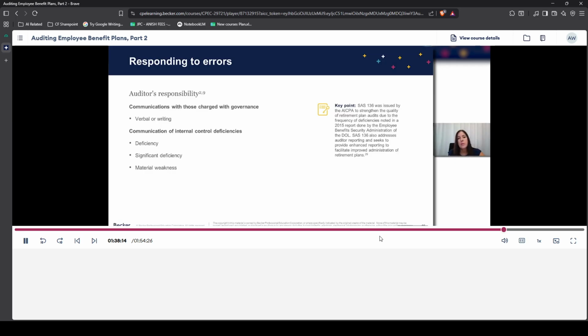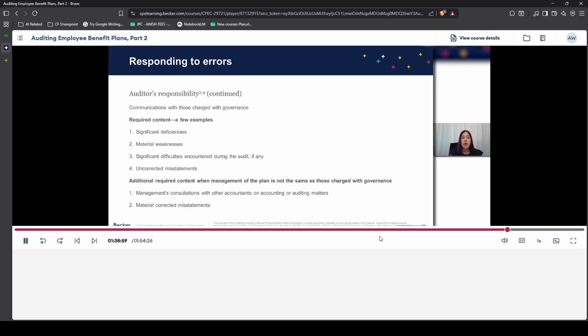We have to communicate them with those charged with governance, and we can communicate that either verbally or in writing. And for the communication of internal control deficiencies, we would have to determine whether it's considered a significant deficiency or a material weakness. And now, in accordance with SAS 136, if we do identify some of these issues and we use our judgment and determine that it's a reportable finding, then the reportable finding has to be communicated in writing as well. So that's our responsibility for communication. We also have that responsibility, obviously, to inform the plan sponsor, but then the plan sponsor has to make those corrections.